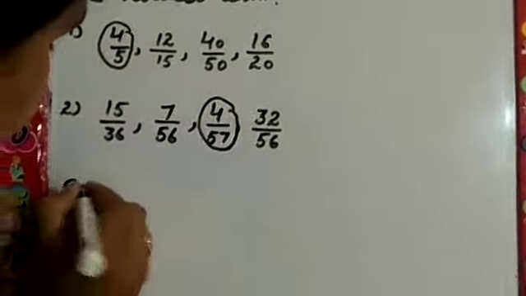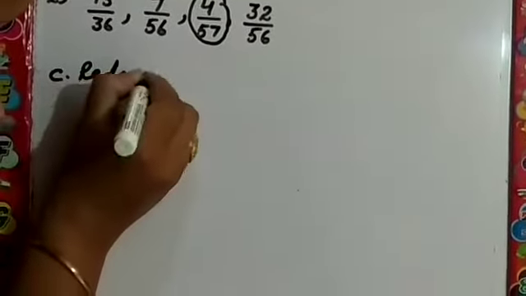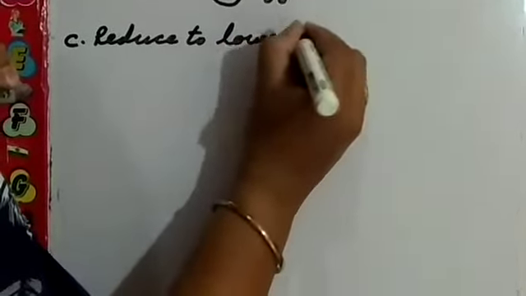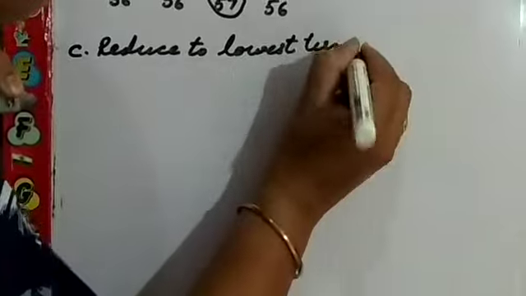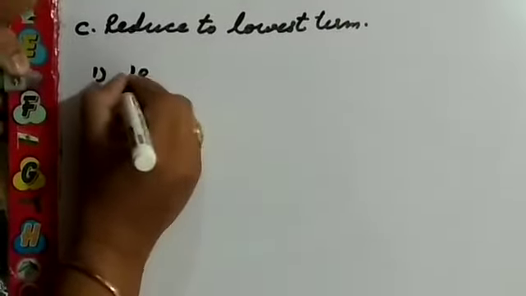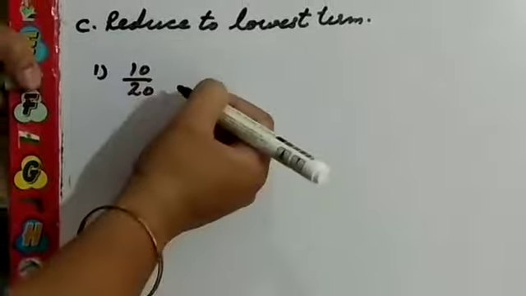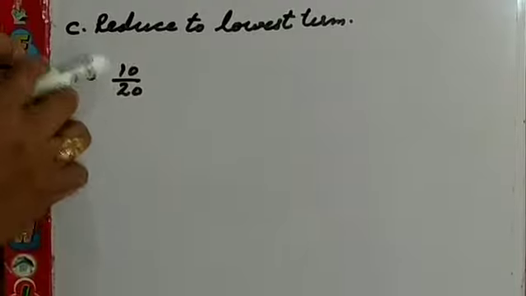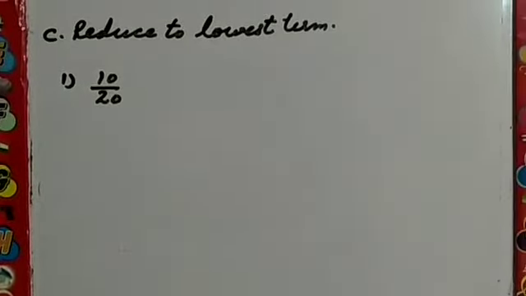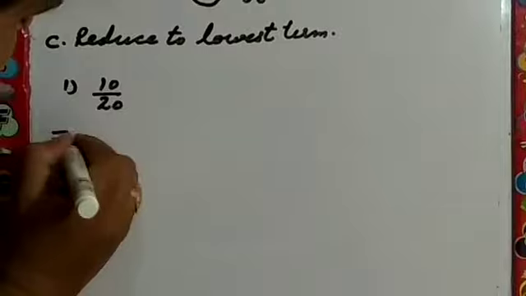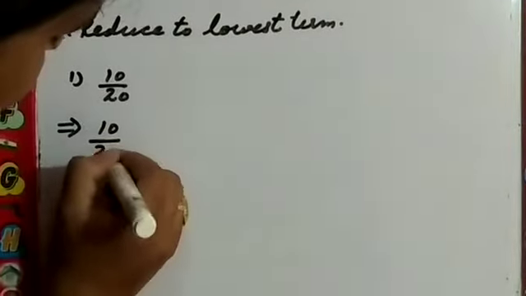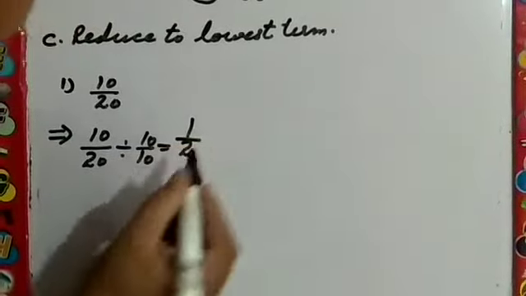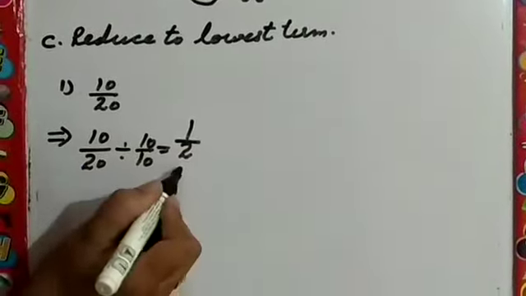Next question is: reduce to lowest term. Reduce to lowest term means the given fractions are 10 by 20. We have to reduce them into lowest term, means we are going to check on which table these both numbers are divisible. 10 and 20 both are divisible by 10. So divide the given fraction by 10. 10 by 20, divide them by 10. So the answer is 1 by 2. It means the lowest term of 10 by 20 is 1 by 2.